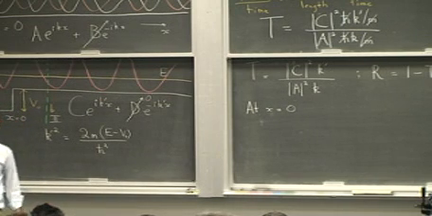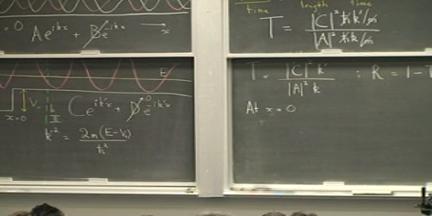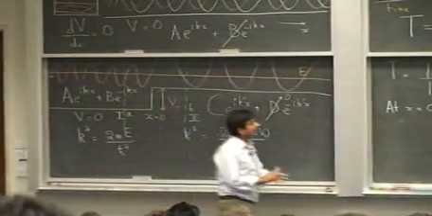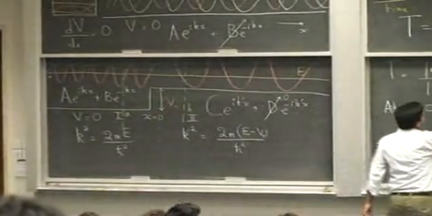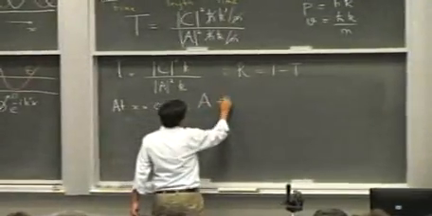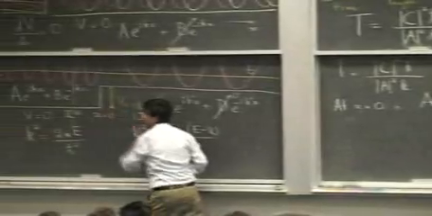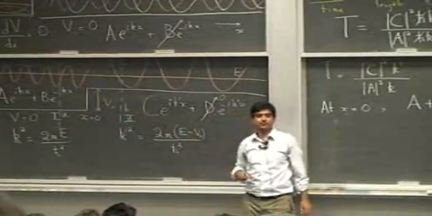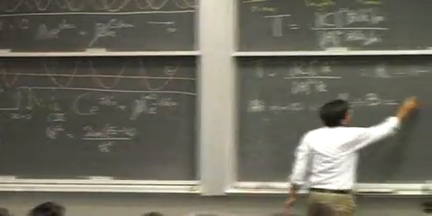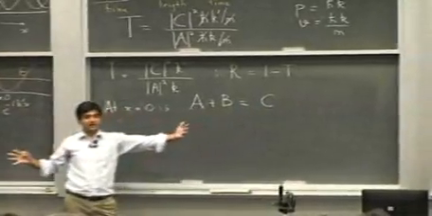A. And what's this term equal to? B. So at x equals 0, I have A plus B equals this wave function at this point. And what's this wave function equal to? C. So this is one of my constraints.